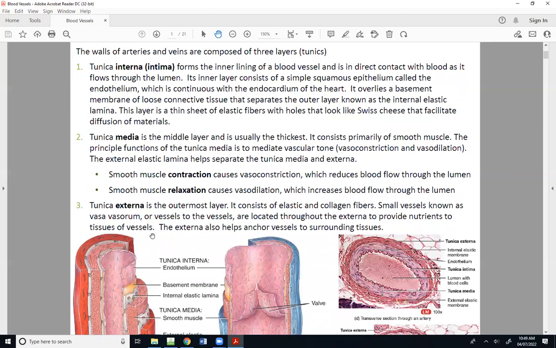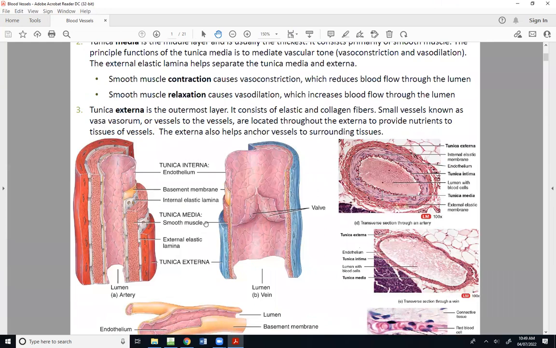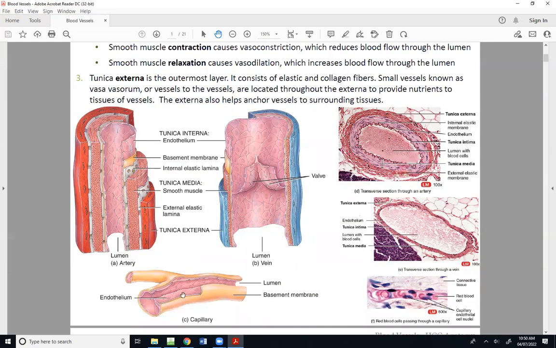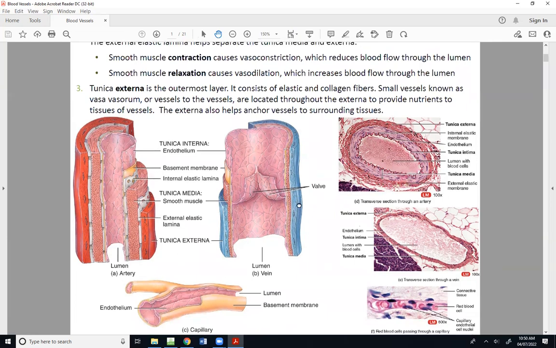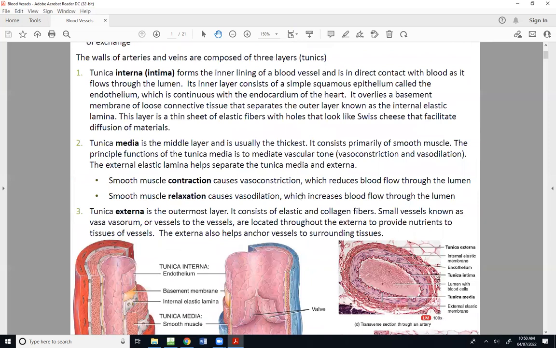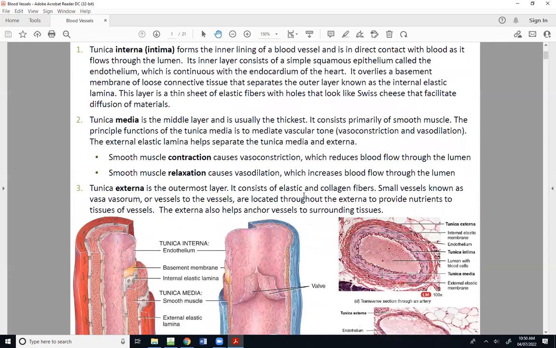Now, when it comes to arteries and veins, they are pretty similar in how they are built. They are both made up of three tunics, or layers, and tunic is just a fancier term for layer, which we see three times here. Okay. Whereas down here at the bottom, we see a capillary, which is a little bit different than the other two. We'll talk about those differences as we roll through.